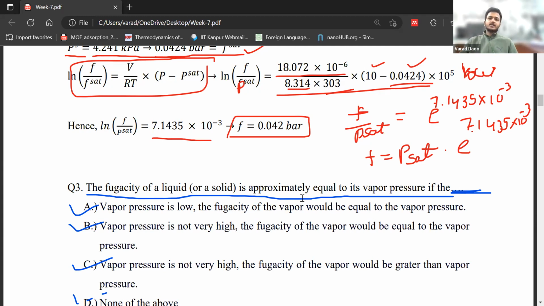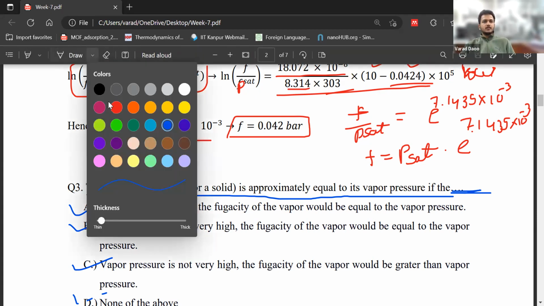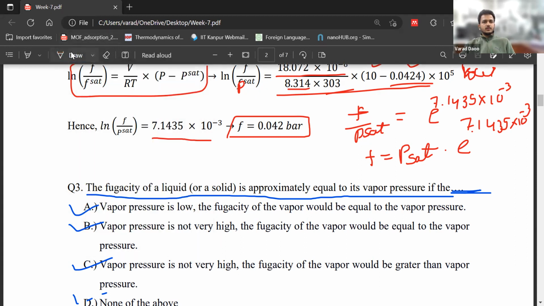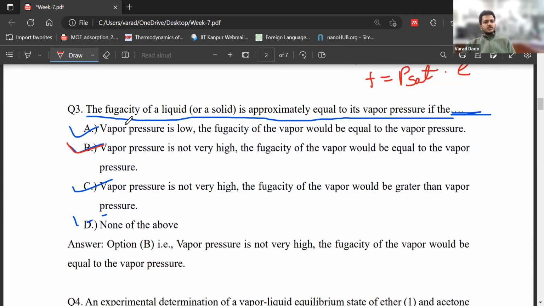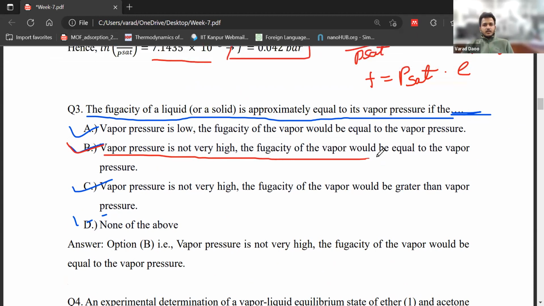So anybody got any answer? So it's a theoretical question, right? I'll give you the answer. The correct answer is option B, right? So the fugacity of a liquid or solid is approximately equal to vapor pressure if the vapor pressure is not very high, right? If the vapor pressure is not very high, then only this is true. So correct answer is option B.